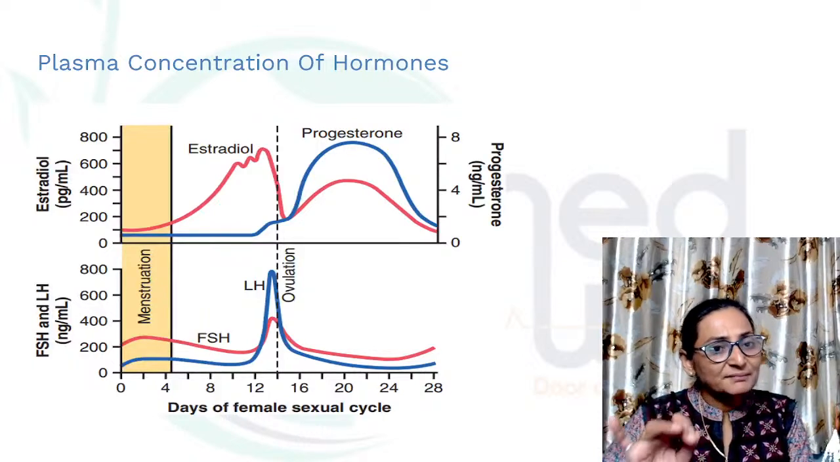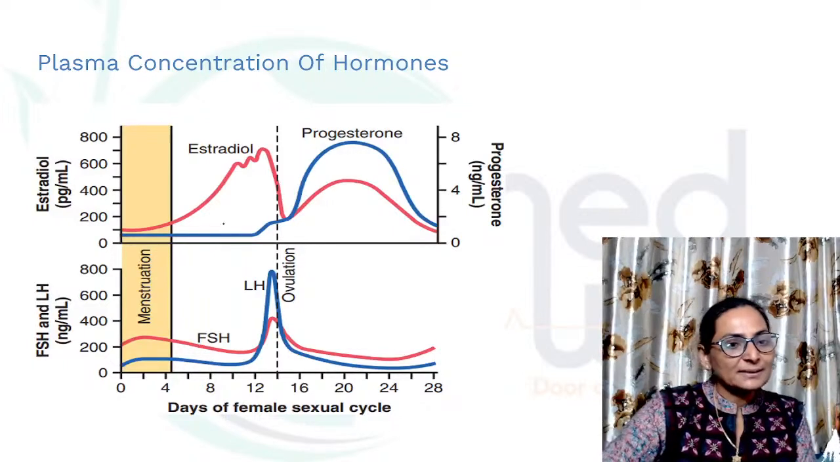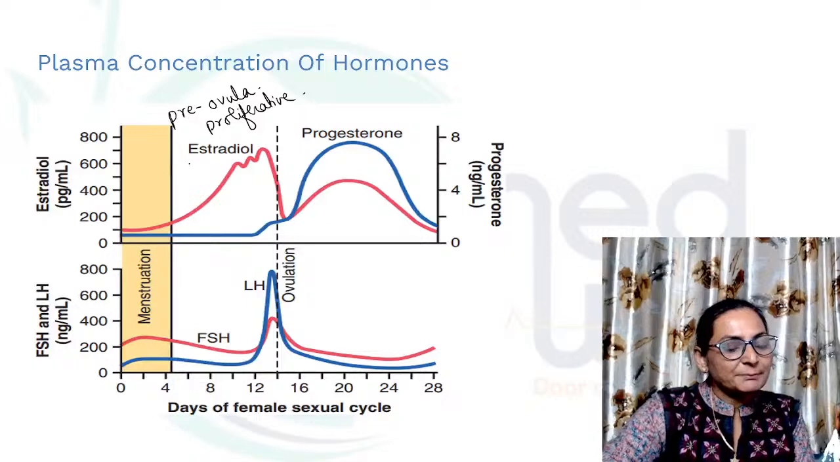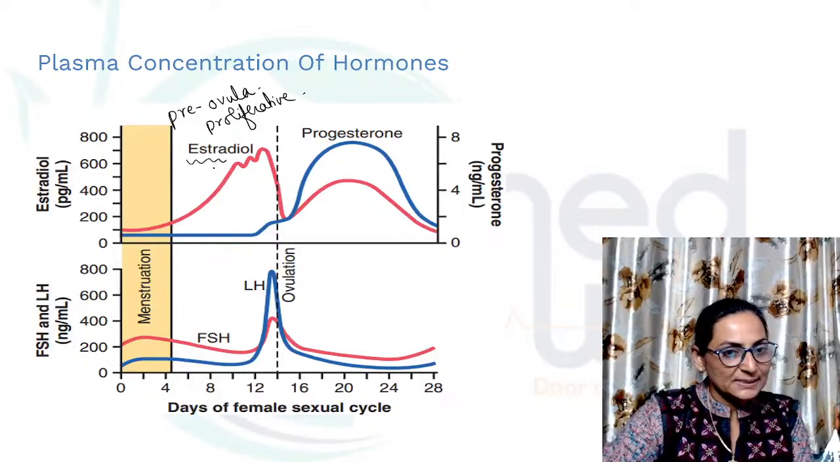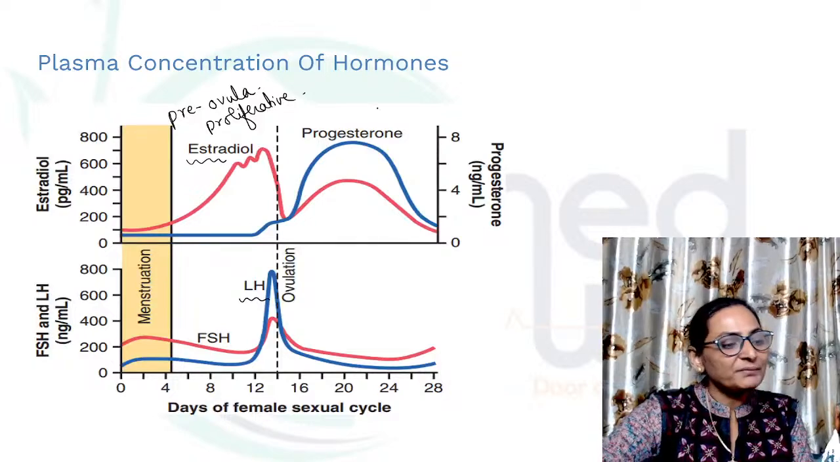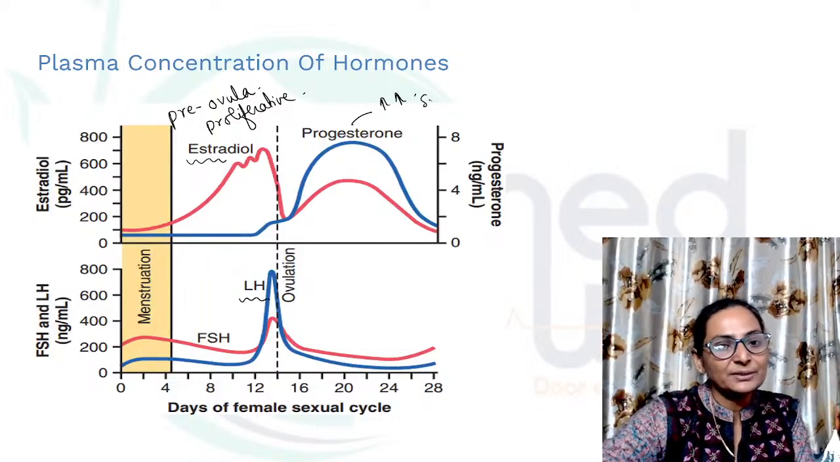Remember that this is a very, very important graph related question with the female reproductive system, where you must know that there is a pre-ovulatory period, which is also called the proliferative phase, which is because of the estrogens. During ovulation, there is LH surge. In the post-ovulatory period, there is a rise of progesterone, which is the secretory phase.